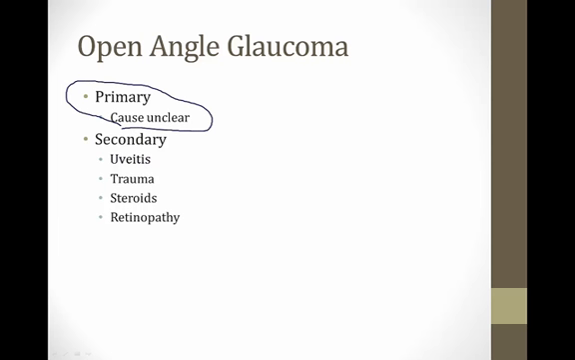But there are rare cases where someone gets open-angle glaucoma that's secondary. So uveitis is inflammation of the uvea, which is the choroid, the ciliary body, and the iris. And so if you've had this, it can impair the drainage of fluid. Trauma impairs the drainage of fluid. Patients who take chronic steroids have decreased drainage of fluids. The mechanism of this is not entirely clear. And then patients who've previously had a retinopathy can develop open-angle glaucoma from decreased drainage over time.